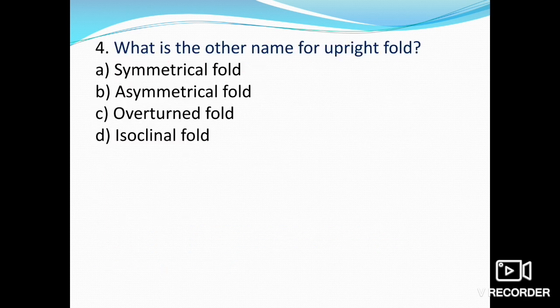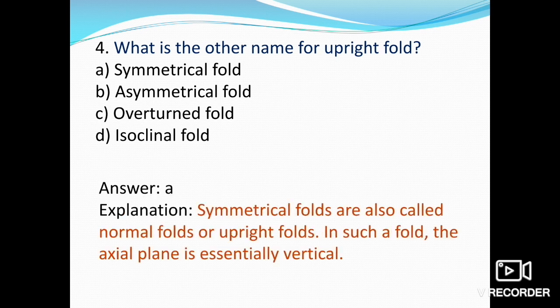Next one is, what is the other name for the upright folds? Okay, symmetrical fold, asymmetrical fold, overturned fold, or the isoclinal fold. So if we talk about symmetrical folds, they are also known as normal folds or the upright folds. In such a fold, the axial plane is essentially vertical. In the upright fold, the axial plane is essentially vertical.